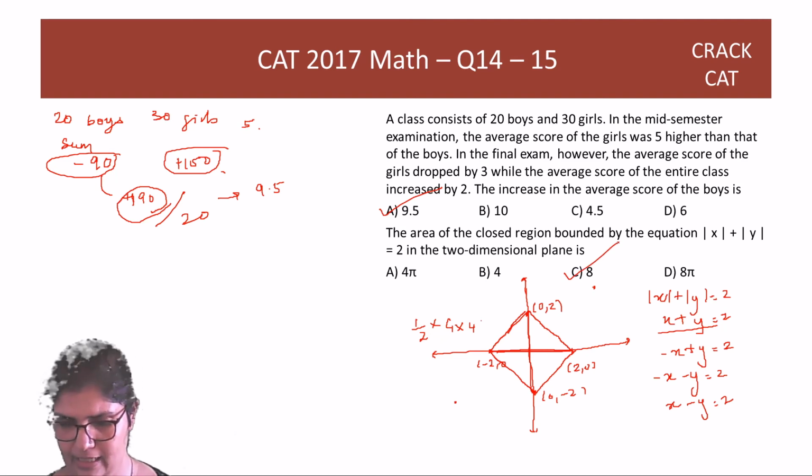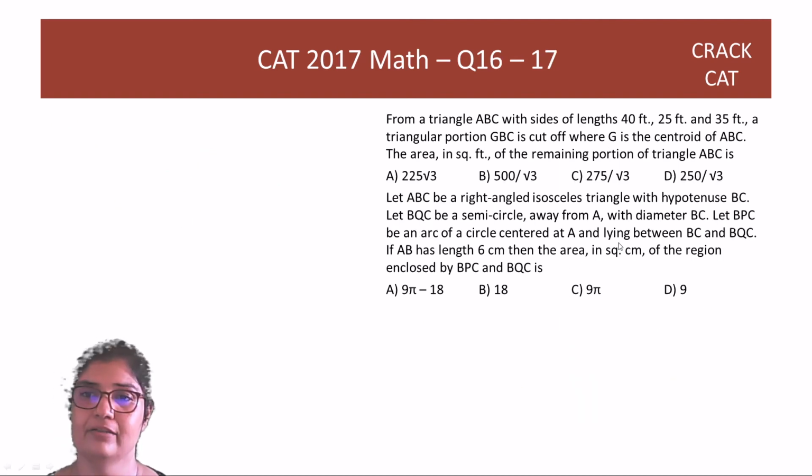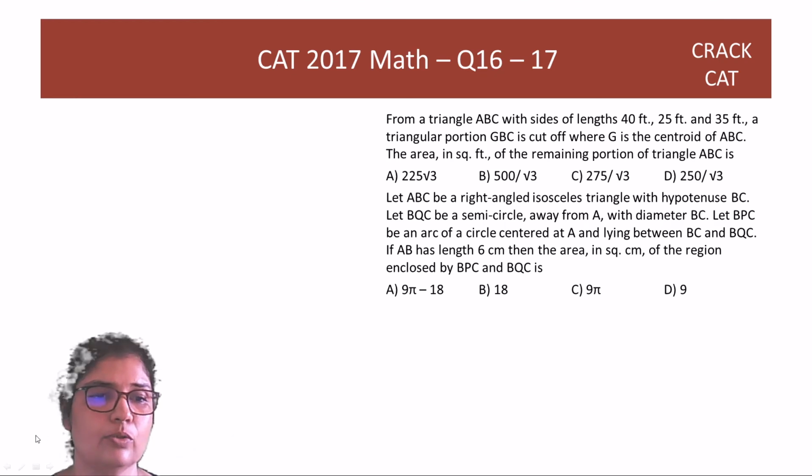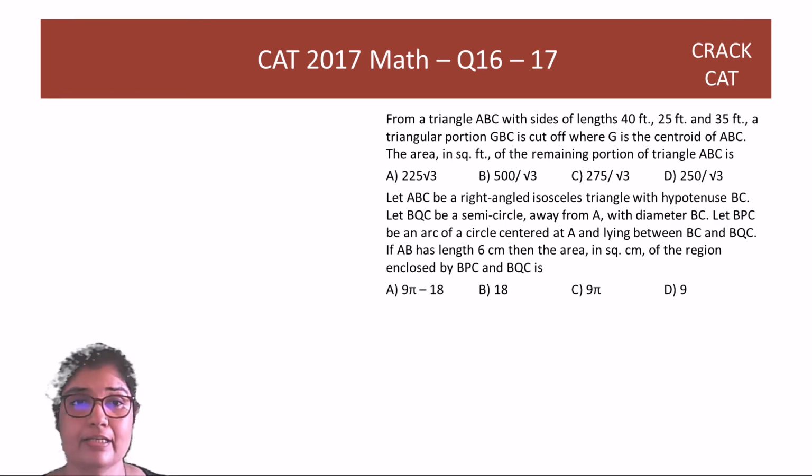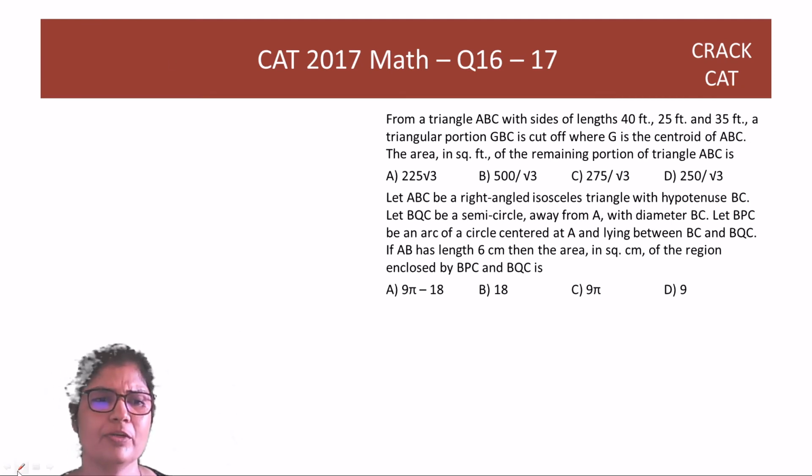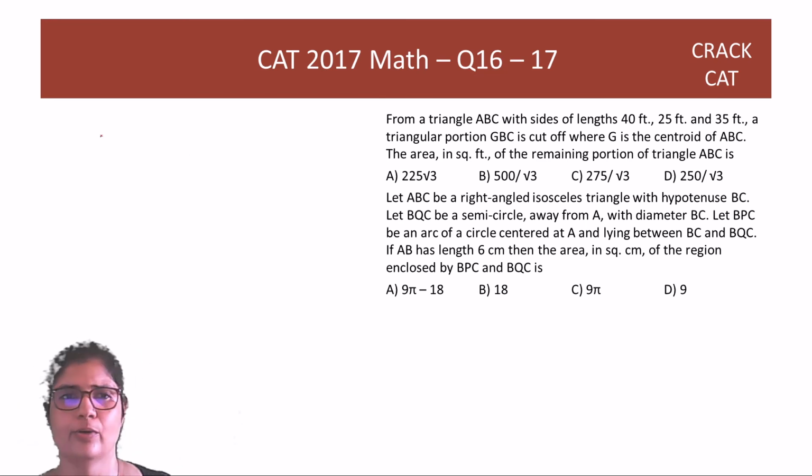Right? Great. Finally we have some more geometry. So yes, finally let's do a triangle and centroid. From a triangle ABC of length this, you have a portion cut off, correct? So let's just draw a triangle.